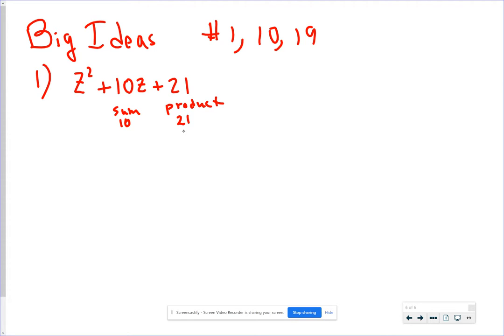They're both going to have to be positive for this to happen. So we could do 1 and 21, but that sum is wrong. 2 doesn't divide into it. 3 and 7 will work, right? Because that sum is 10. We're going to do a quick little table.